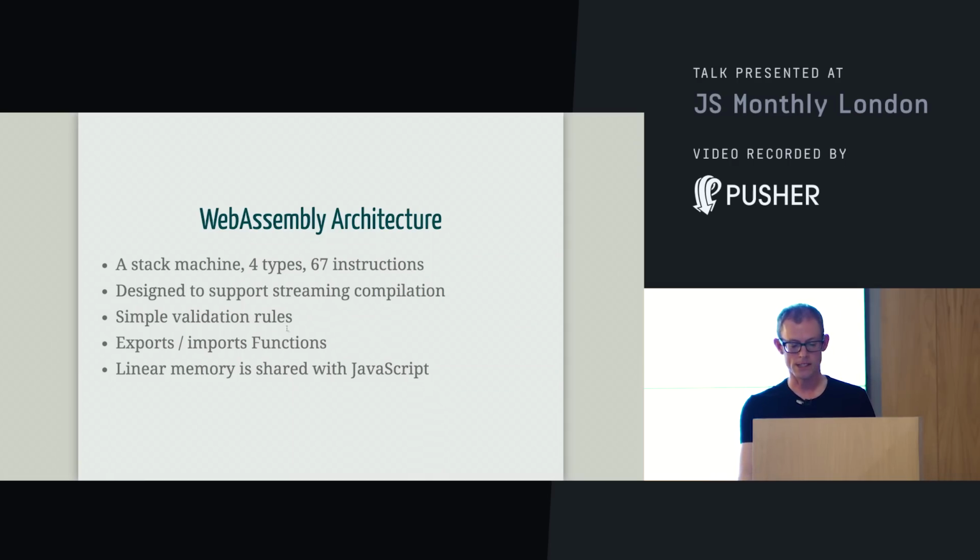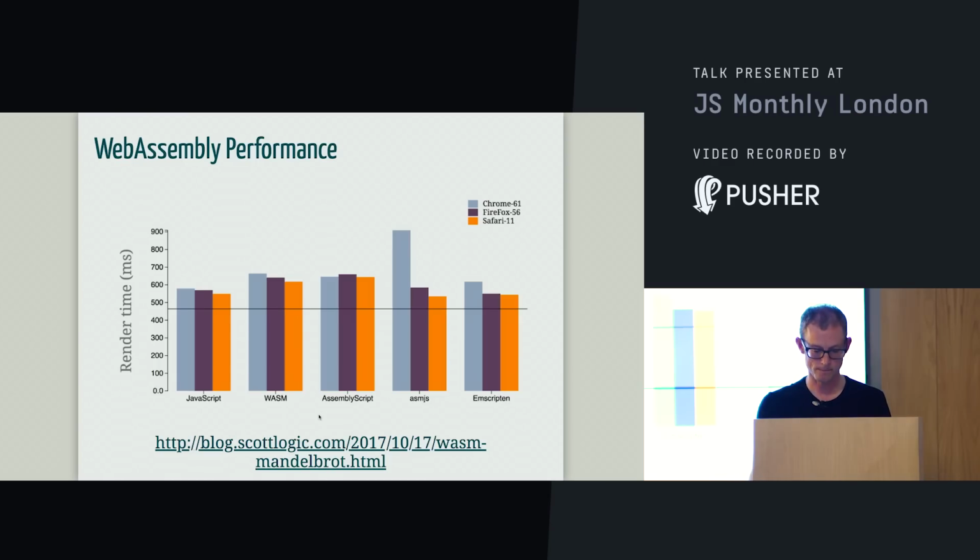It also has some very simple validation rules. JavaScript and any other web-based language has a lot of validation rules that ensure security. WebAssembly is just the same, but again, they've been designed in such a way that they can be processed in serial as it's streamed in. And as I mentioned before, it exports and imports functions, and has a concept of shared linear memory with JavaScript.